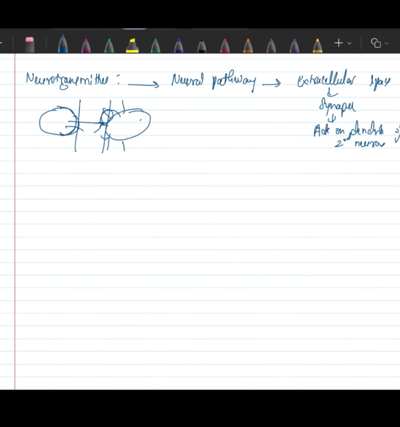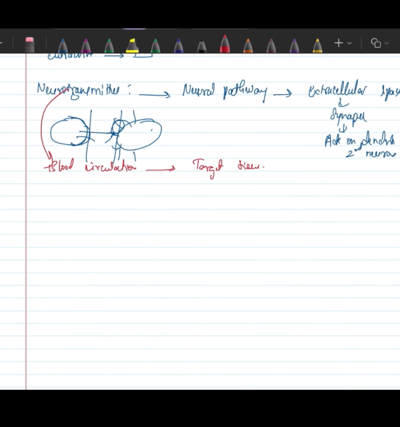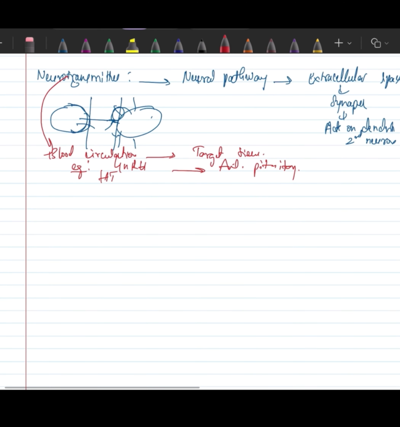The other thing is that these neurotransmitters can be released through the blood circulation, the vascular system, and transported to another tissue where they are going to act. This process is known as neuroendocrine secretion or neuroendocrine signaling. An example of such signaling is gonadotropin releasing hormone, which is secreted by the hypothalamus, passes through the portal vasculature, and affects the gonadotropes within the anterior pituitary gland.